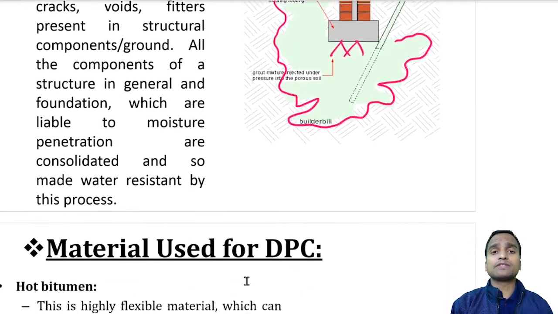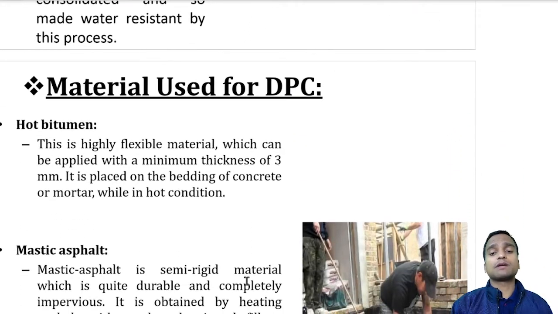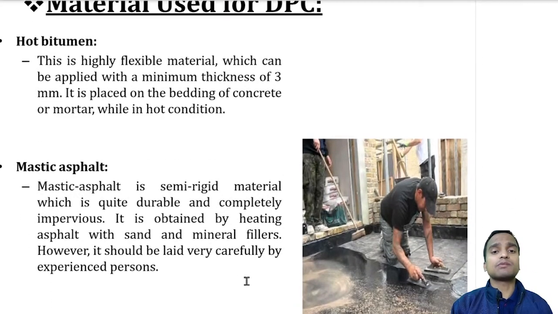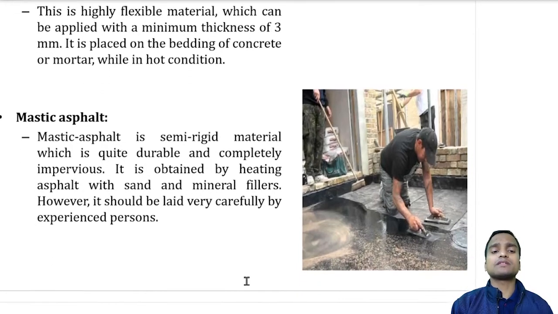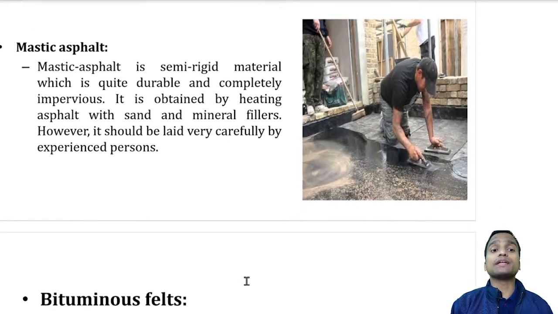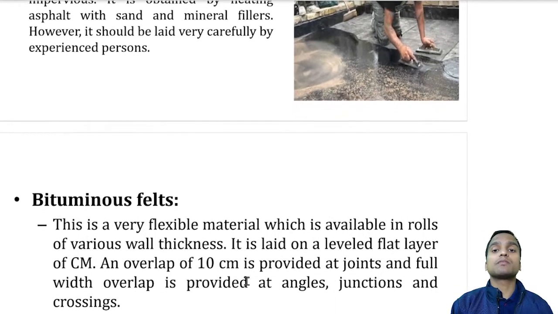So the different materials used for damp proofing are, as we have discussed, in DPC we use hot bitumen, and it is a really flexible material which can be applied with a minimum thickness of 3 mm. Okay, and it is placed on the bedding of concrete. It is always done in the hot condition. And the next type of material is mastic asphalt, a semi-rigid material which is quite durable and completely impervious, and it is obtained by heating asphalt with sand and mineral fillers. So it is also laid very carefully by experienced persons.